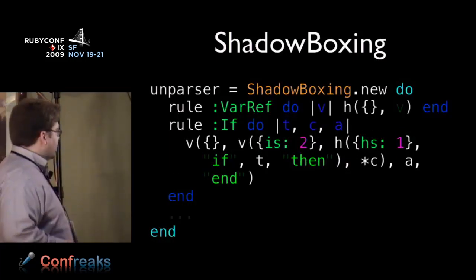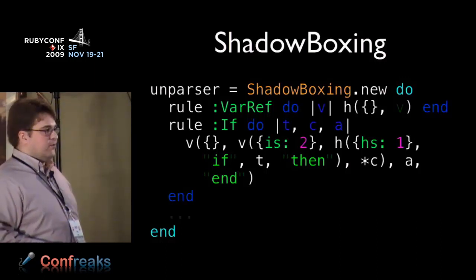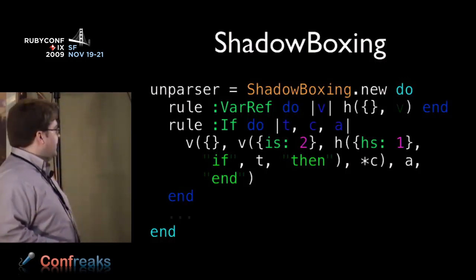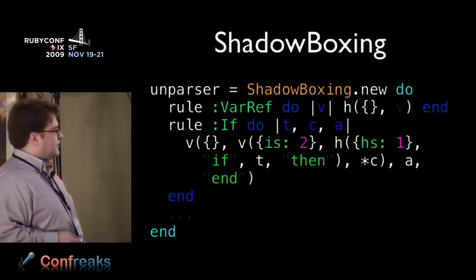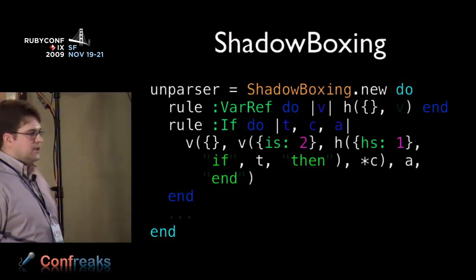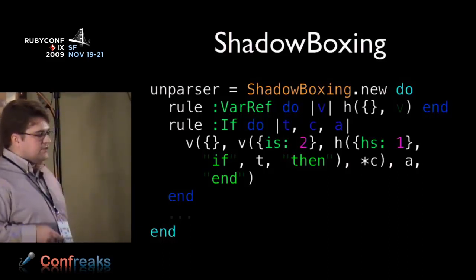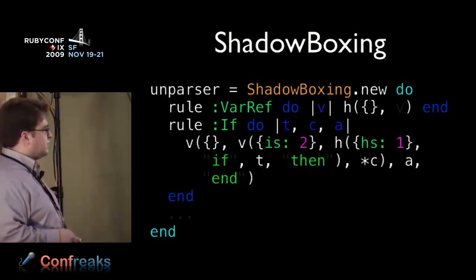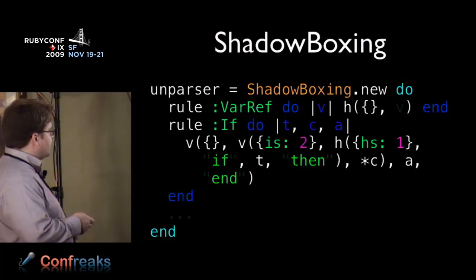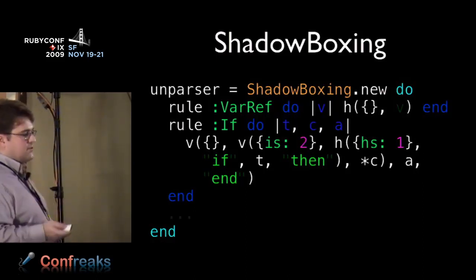But we may need to do something a little bit more complicated. We may want to actually break down our if and print the if pieces out. So here, T, C, and A represent the test, consequent, and alternative of our if statement. And the V is our vertical boxes. And here we've got indentation of 2, because I like indentation of 2, and horizontal spacing of 1, so that we get if space our test space then.